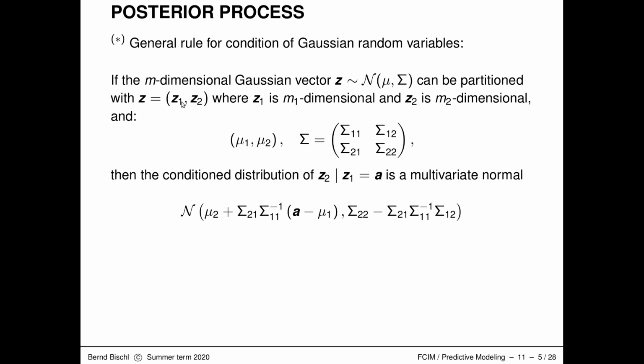non-overlapping groups. And then we also partition our mean vector mu into the two corresponding groups. And we also partition our m times m dimensional covariance matrix sigma into four blocks, where sigma 1,1 is the covariance matrix of z1, sigma 2,2 is the covariance matrix of z2, and these are the in-between covariances between all of the variables from z1 and all of the variables from z2, respectively. And we now can easily compute the conditional distribution of z2 given z1 through this formula here.